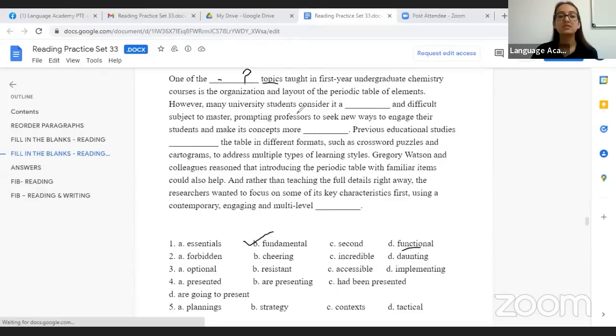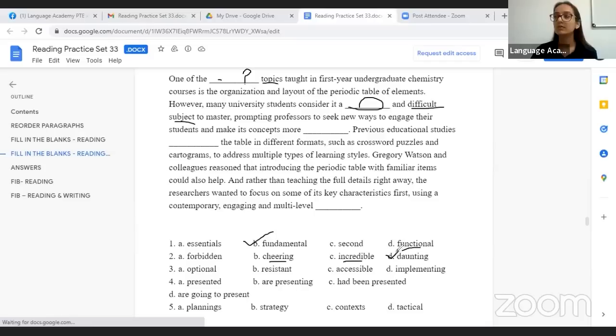However, many university students consider it a dash and difficult subject to master. The second word after and is negative, difficult, so we also need a negative word here, some word that can describe a subject. A subject can be difficult. Forbidden means prohibited, not allowed, so it is not a word that can describe a subject. Cheering is positive. Incredible is also positive, but as we discussed, we need a negative word. So the only option we are left with is daunting.